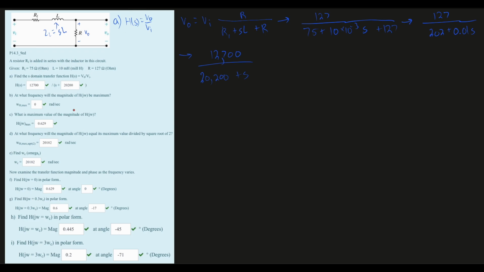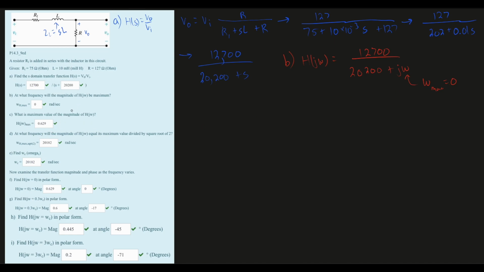Now, let's look at part B. At what frequency will the magnitude of H of j omega be maximum? I'm going to write part B right here in red so we can see it. If we plug in, we know that S is going to be j omega. So we have 12,700 divided by 20,200 plus j omega. So the j omega is inputted where the S was. Looking at this, if the denominator is smaller, the result will be bigger when we divide. So it'll be at max when omega max is equal to 0.